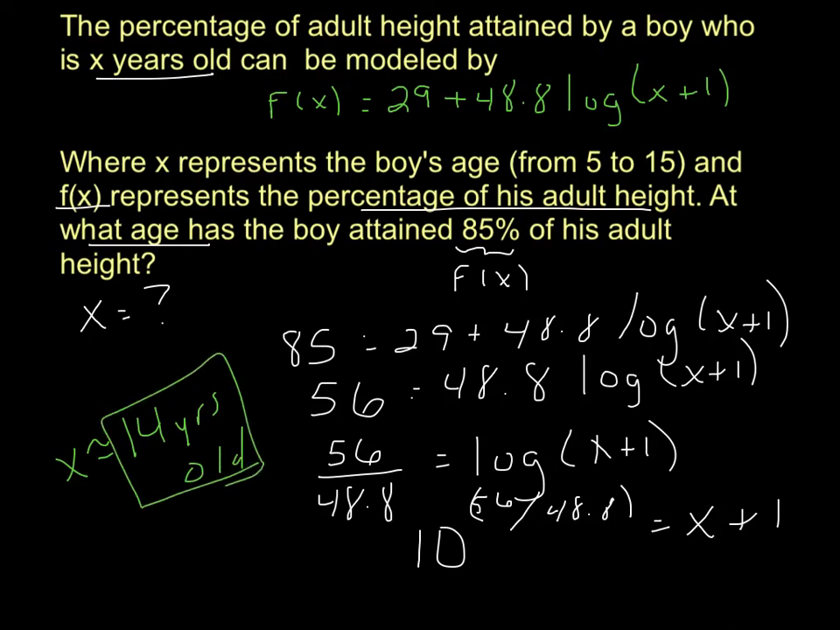So what we're saying here is that by the time a boy is 14 years old, at age 14, he's reached 85% of his adult height. So he's going to grow a little bit more, but probably not a whole lot.